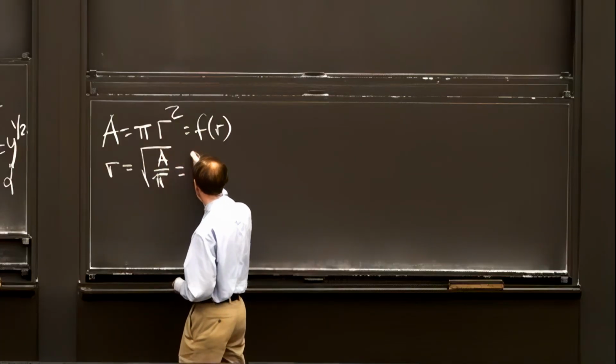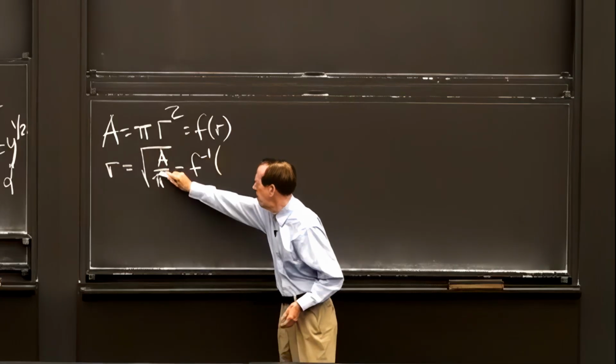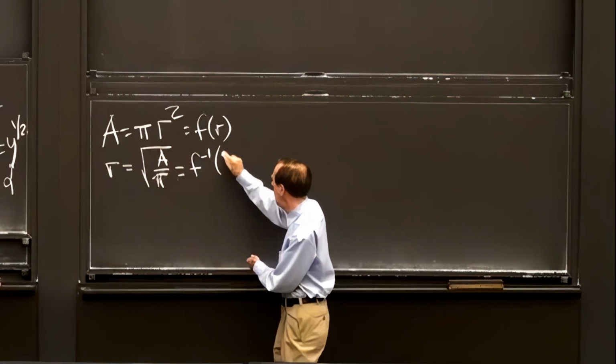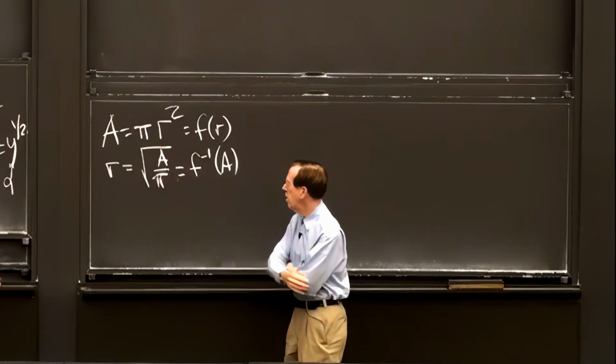So that's the inverse function. Is it a function of r? No way. The input is now a. This is a function of a. Divide by pi, take the square root, and you're back to r.